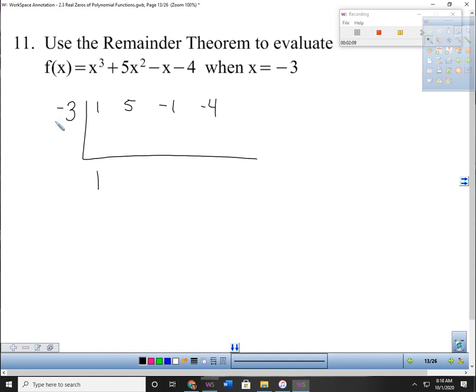Drop down 1, times -3 is -3. Plus 5 is 2. Times -3 is -6. Plus -1 is -7. Times -3 is +21. Plus a -4 is 17. So when I plug in -3, I get 17.